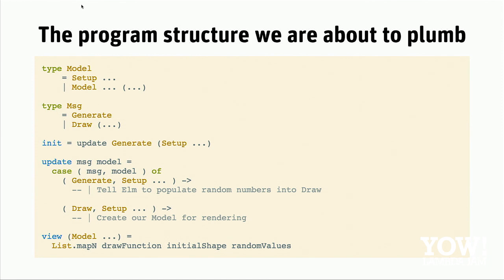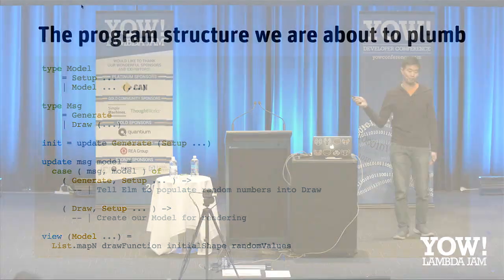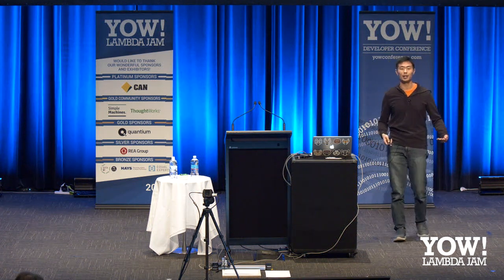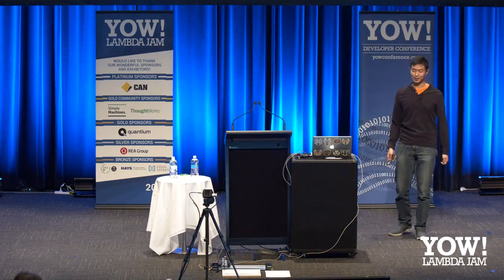The message tells the Elm program what kind of thing I am updating this time, so you can define your own message per page. Init gets called once by the Elm program. So in this case, I'm just calling update just because I can. Update takes the message and the model, and then depending on the combinations, you can pattern match on that and do something about it. In this case, I'm generating some random values, and then once it's done generating, I'm going to draw them. And then the view tells how to render, so how to convert the model object into HTML. In this case, SVG.